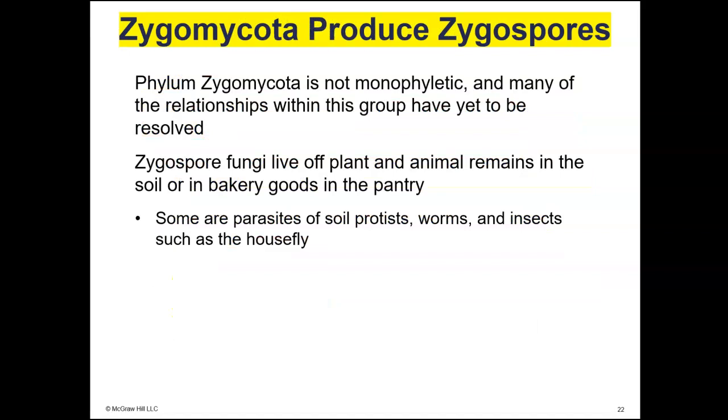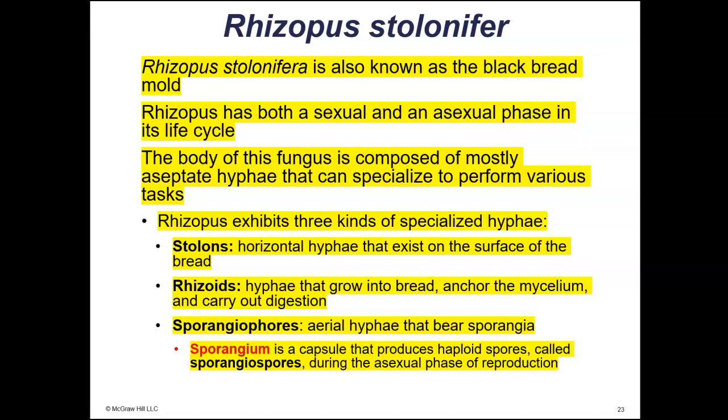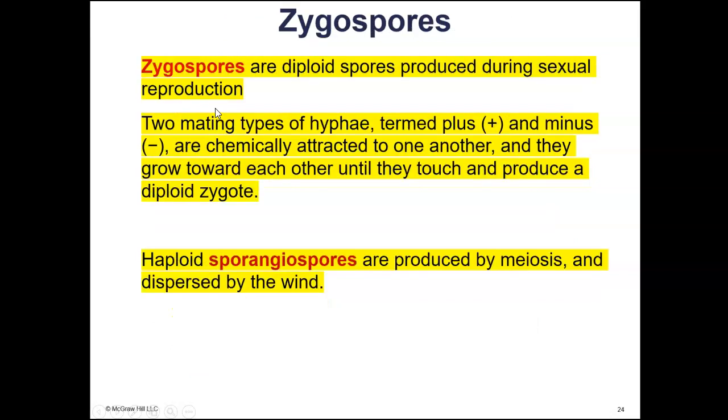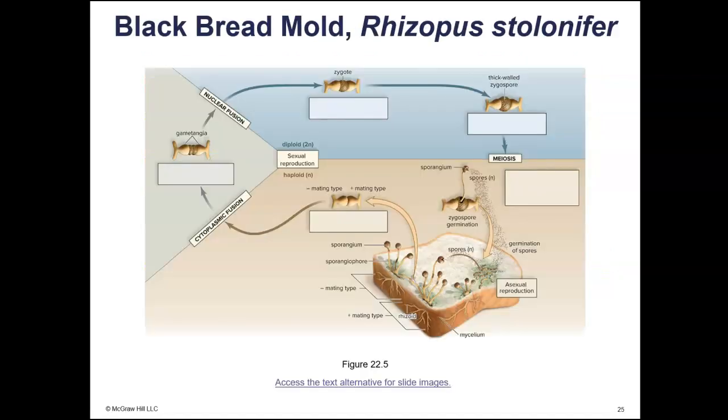Now, the phylum Zygomycota produce zygospores. What I want you to focus on is the species that causes black bread mold, and it's Rhizopus stolonifera. But you could just remember Rhizopus. And really just remember that zygospores are the sexual spores of the Zygomycota.